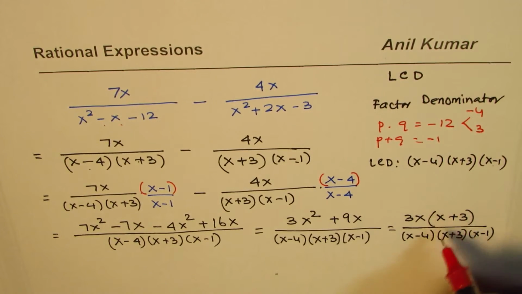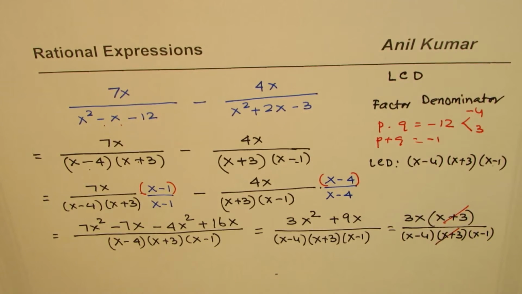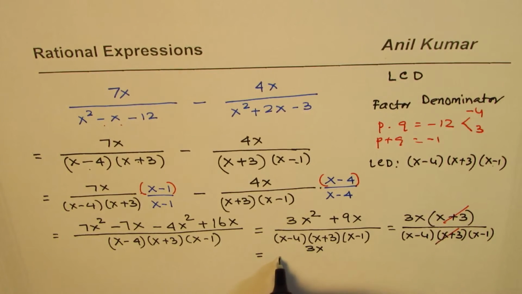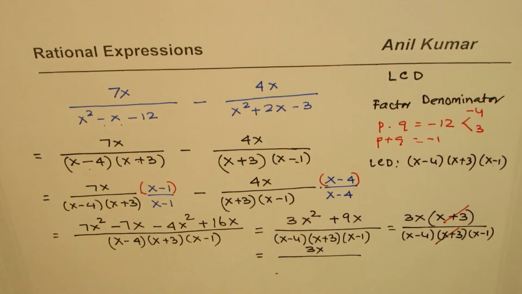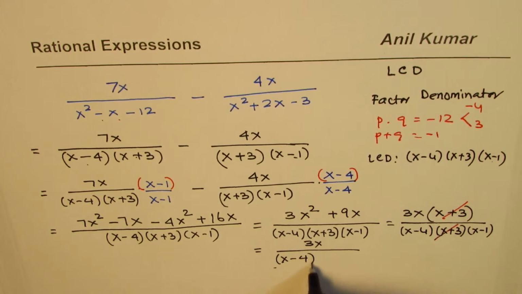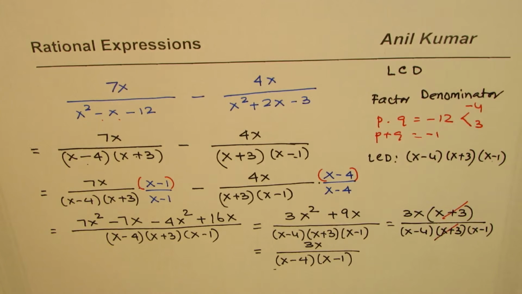What do you notice? x plus 3 can be cancelled, and we can simplify this expression as 3x divided by x minus 4 times x minus 1, right? So we have x minus 4 times x minus 1. So this is how we can subtract.